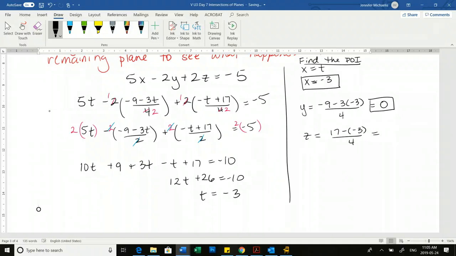Okay, and then this gives us 20 over 4, which gives us 5 for z. Therefore, our final point of intersection is negative 3, 0, 5. Great.